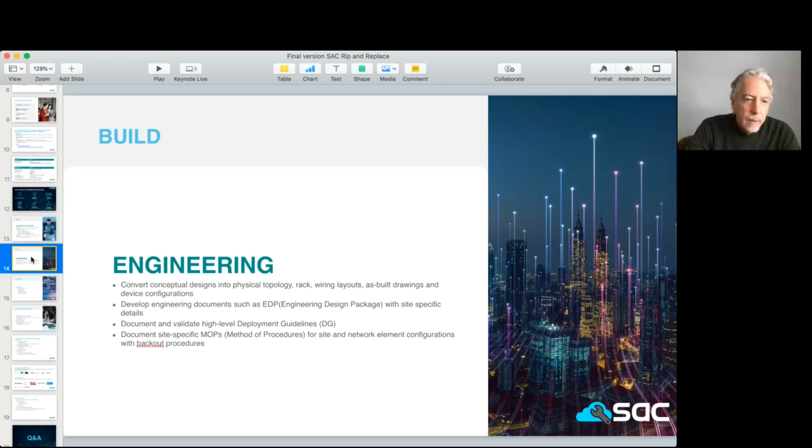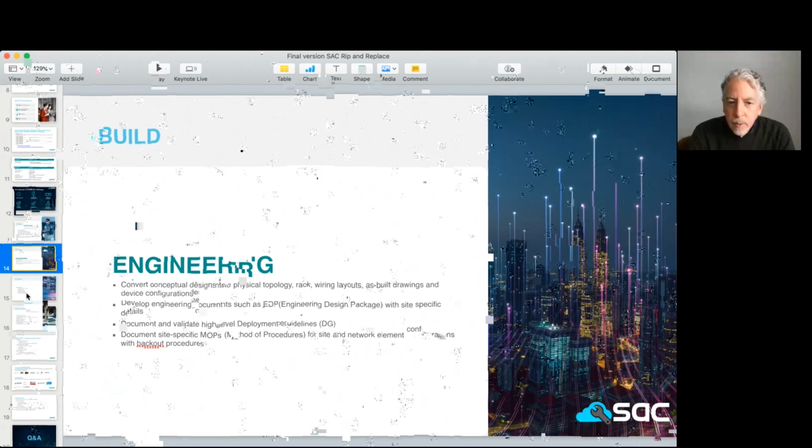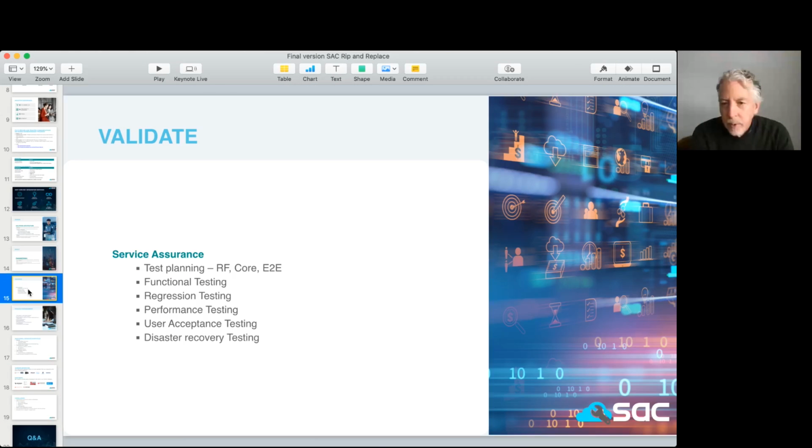And part of the deployment process is potential backup procedures, et cetera. So hopefully we don't need those, but that's part of doing something right, is looking at all the possibilities. No job is done in our mind unless it's been validated. So we have a service assurance plan that's part of our work. We test the RF portions, the core, et cetera.